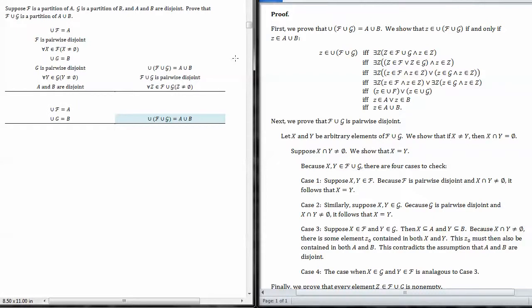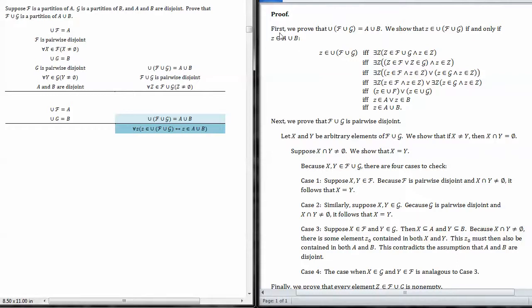First, we'll show that the union of F union G is equal to A union B. And we'll do that by proving that for all Z, Z is on the left side if and only if it's on the right side. Okay. And so let's actually go over to the proof right away for that. We decided to do just a chain of if and only ifs there.